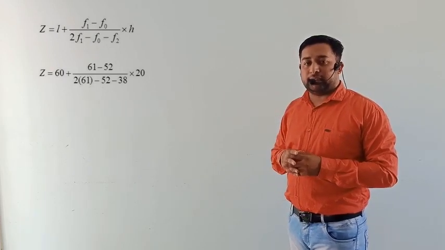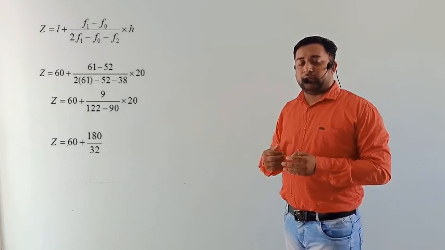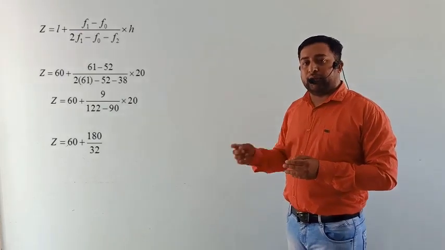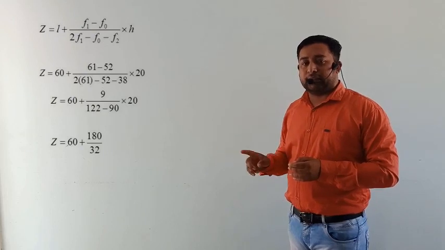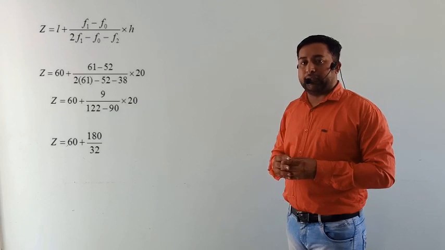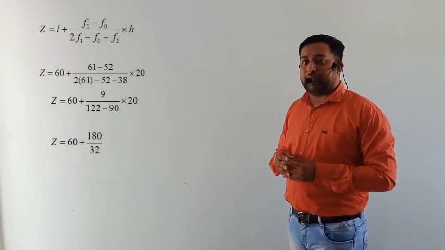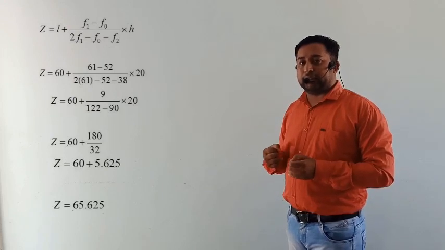Now simplifying, in the numerator 61 minus 52 is 9. In the denominator 2 61s are 122, and minus 52 minus 38 is minus 90. All of them multiplied with 20. Now 9 multiplied with 20 will give you 180. In the denominator 122 minus 90. So 60 plus 180 divided by 32.